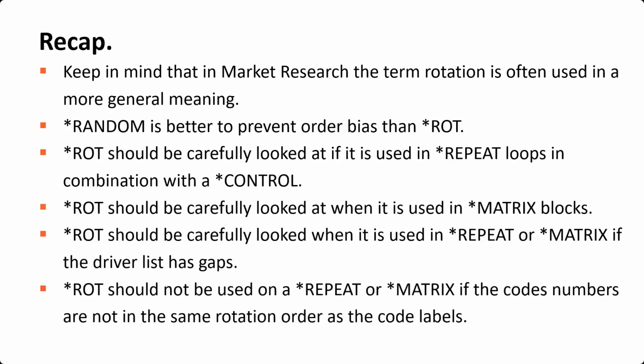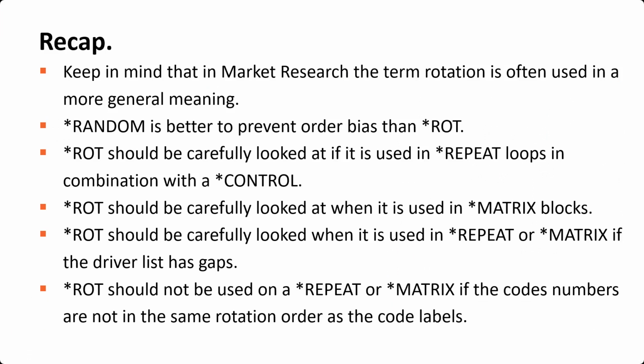So to recap, keep in mind, in market research, we use the term rotation often in a more general meaning than the technical term rotation. Other thing to remember, random is better to prevent order bias than rotation. You really should have a reason why it should be rotation. If you haven't, it should be random, because random is better to prevent order bias, because you are randomizing more things than you are doing in a rotation.